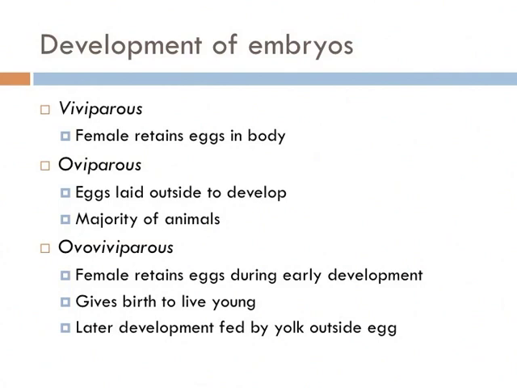Some animals develop embryos in sort of a hybrid fashion. They retain their eggs after fertilization for a short time, and then they give birth to live young, but they're really undeveloped young. And later in development, they're fed yolk from outside the egg. These species are known as ovoviviparous animals, and they're similar to viviparous species in that there's an internal fertilization and that the young are born live, but they differ in that there is no placental connection, and the unborn young are nourished by egg yolk.